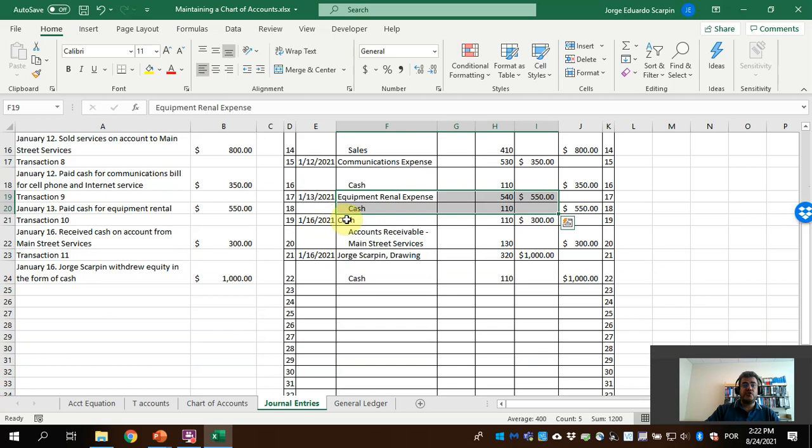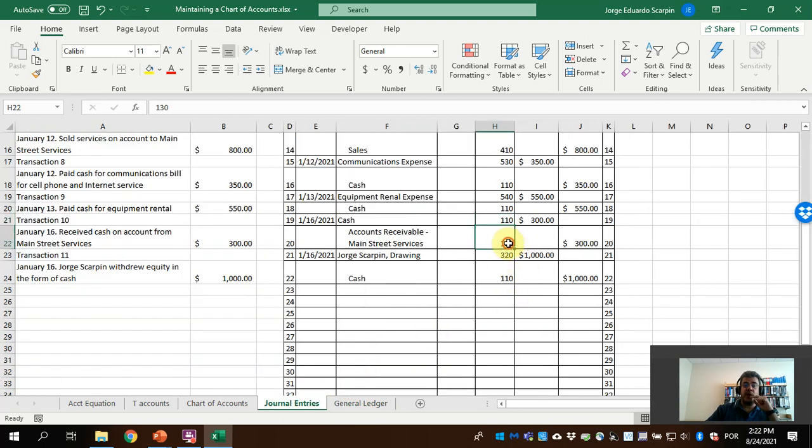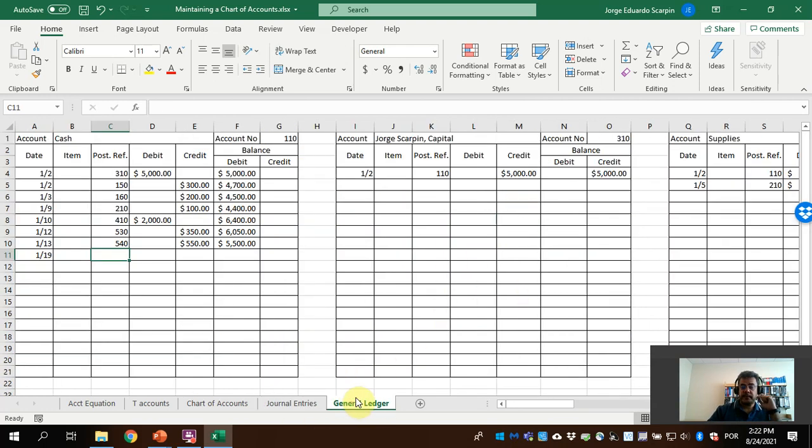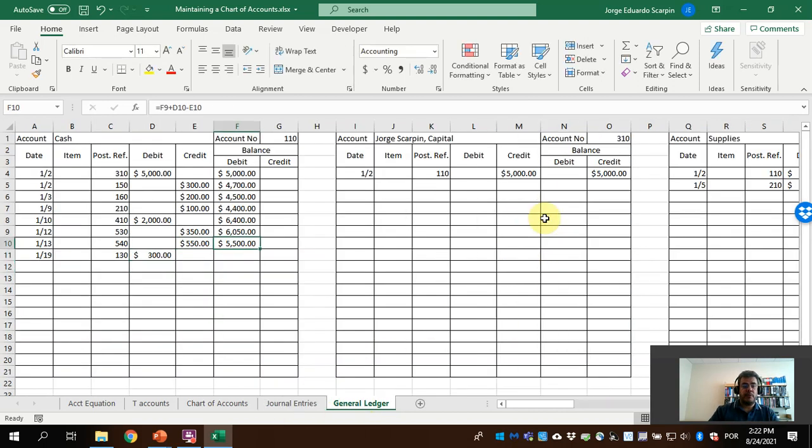And only two. Cash and accounts receivable. Here, guys, we have for both. So the first one, cash, 16th. Other account is 130. Debit, $300. And we can copy and paste the formula.